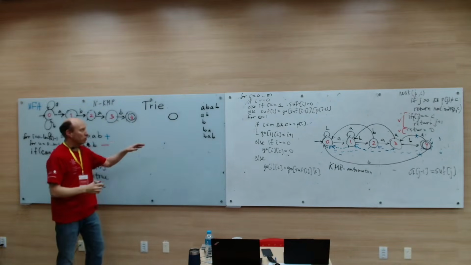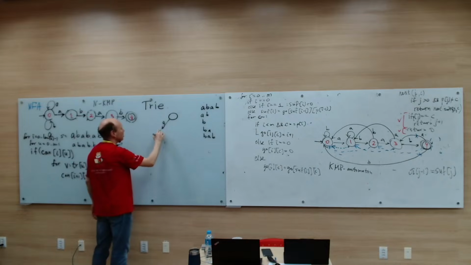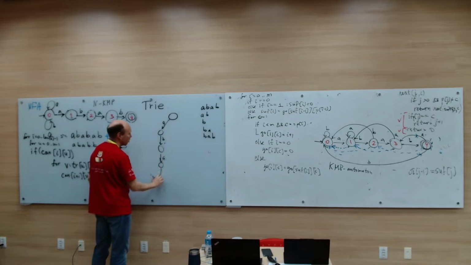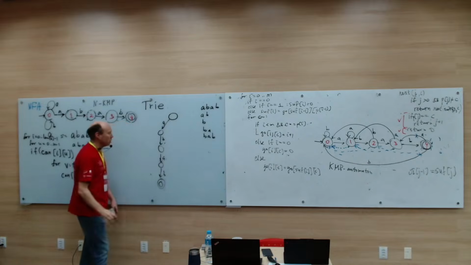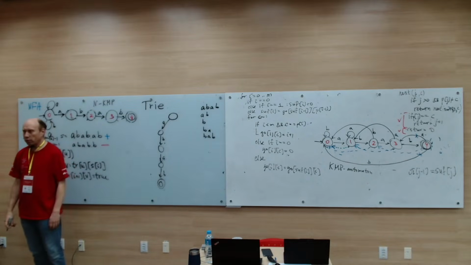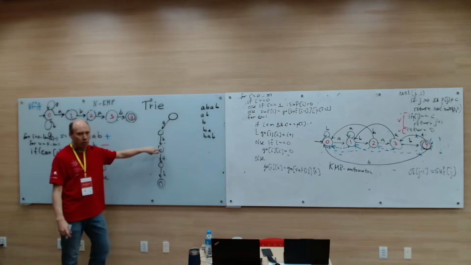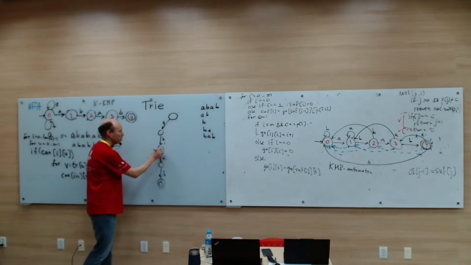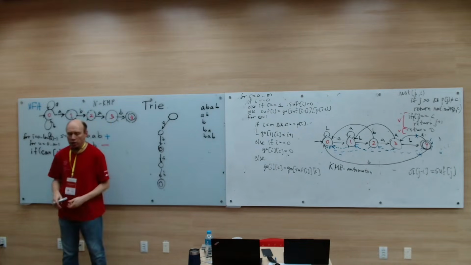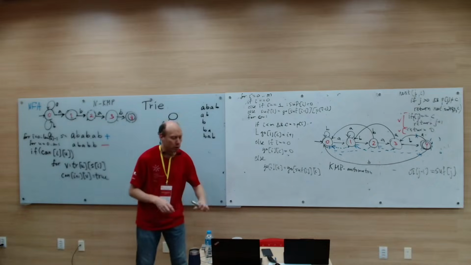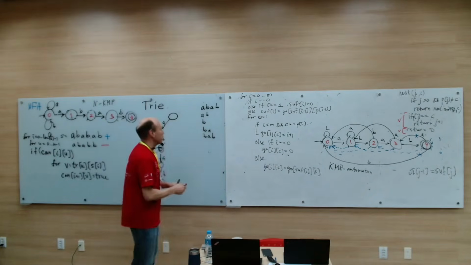Suppose you have this string. So you add A, B, A, B. And this is the terminal vertex because you must have this. And then A, B. A already exists, B already exists. You come here, and this is also a terminal vertex. You can also mark those terminal vertices by exactly which string ends there.